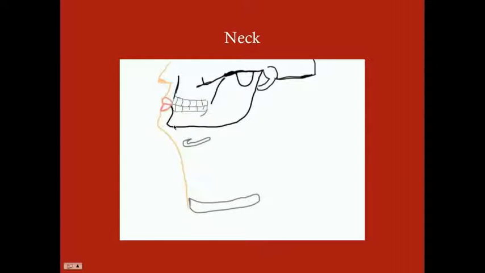So this is your skull here. Here's your skin, kind of transposed over the skull. This is the hyoid bone, and then this is part of your clavicle, and you're kind of looking at this laterally. So you're looking at it from the side.